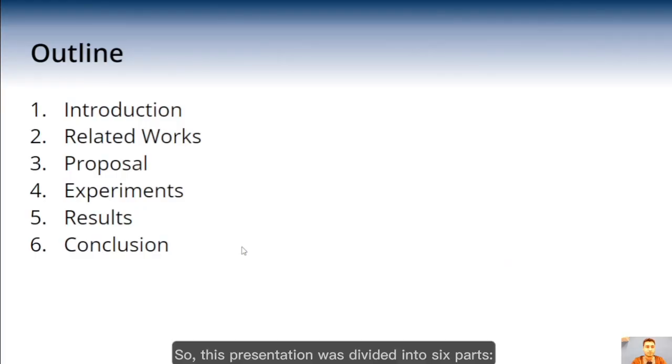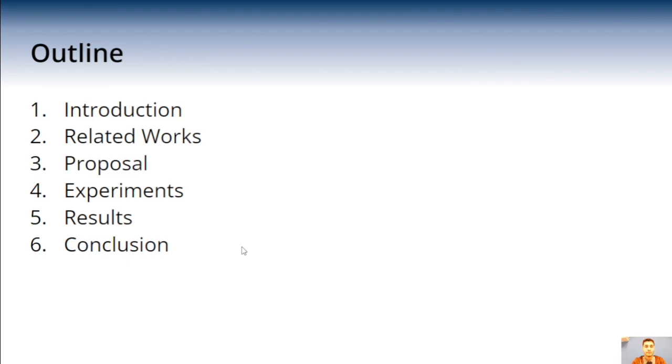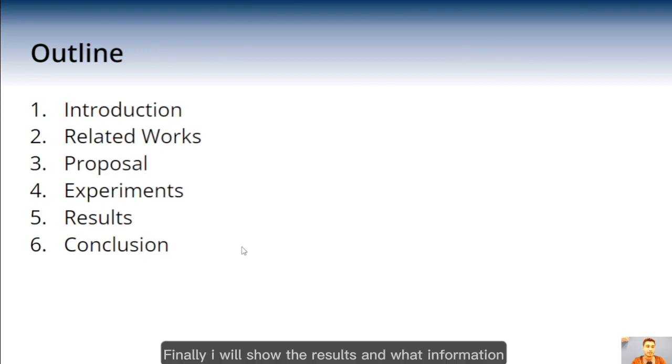So the presentation was divided into 6 parts. In the first one, I will introduce the context of this work, emphasizing the main problems and concepts and the approach we chose. After this, I will show some related works, followed by our proposal, the architecture, and the main modules of the system. The next part covers the experiments, configurations, and environments. Finally, I will show the results and what information and conclusions we achieved.